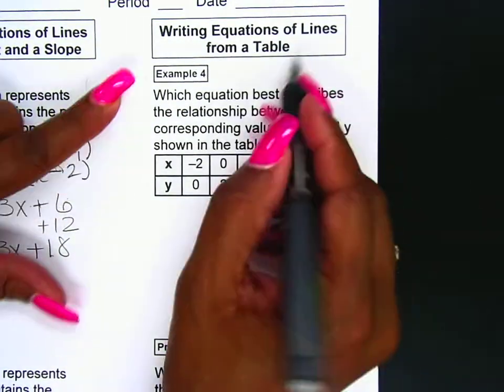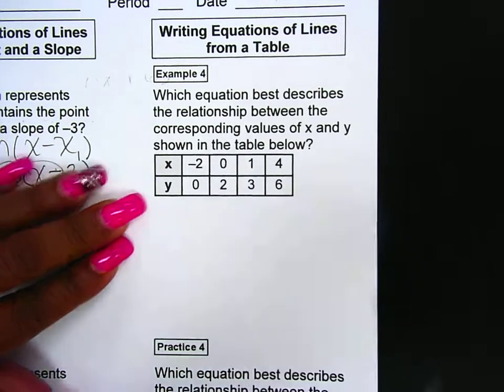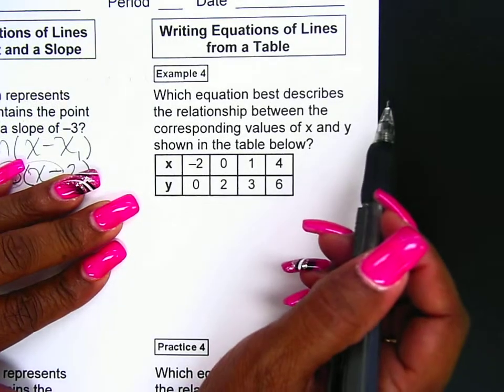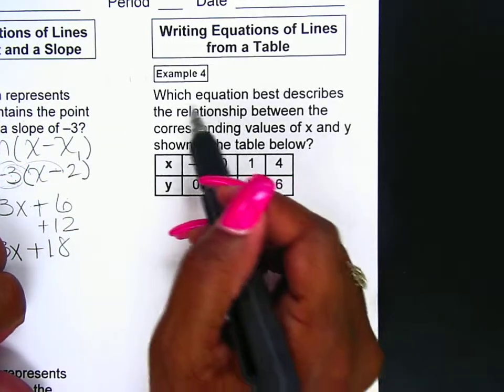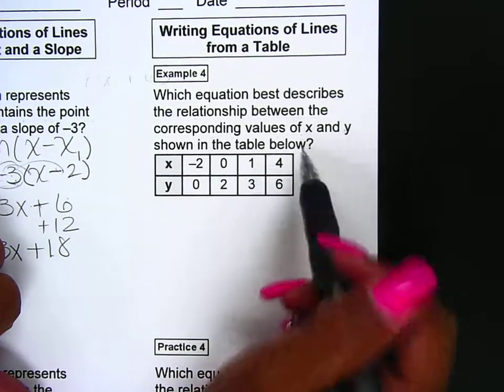Okay? Here we go. What if we have a table? What does a table consist of? Oh, more than 1 point in this case, right? So how many points do we have in this table? Come on. Figure it out. And here is the question: which equation best describes the relationship between the corresponding values of x and y shown in the table below.